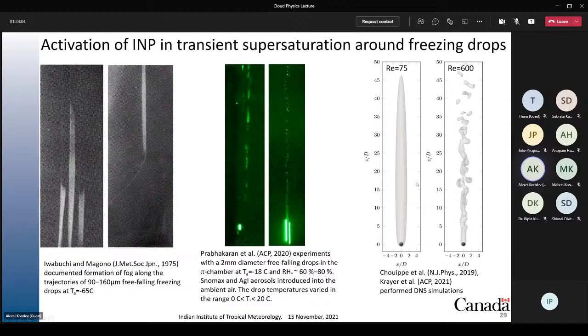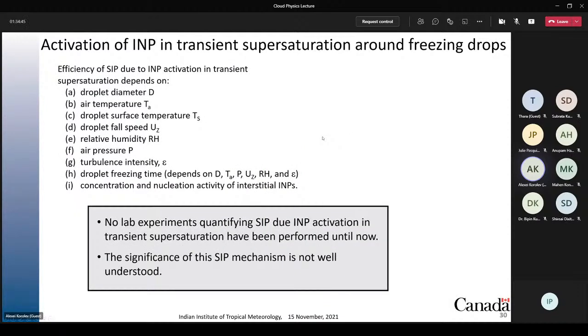I will also draw your attention to two interesting works just recently published in ACP and the Journal of Physics. In fact, the droplets, depending on the size, form a wake behind them, depending on the Reynolds number. And the area of high supersaturation will be well scattered if the Reynolds number is too high. To conclude this mechanism, no lab experiments quantifying secondary production due to activation of INPs in transient supersaturation have been performed until now. And the significance of this mechanism is not well understood.